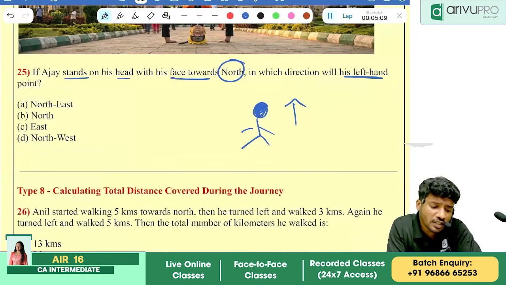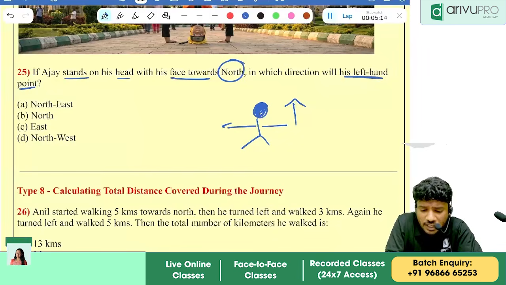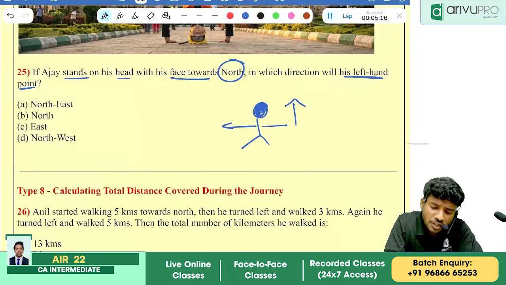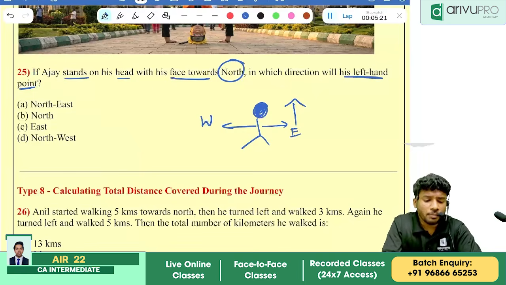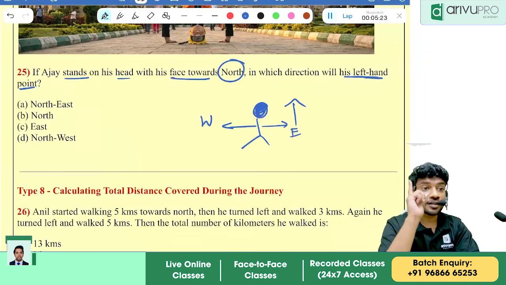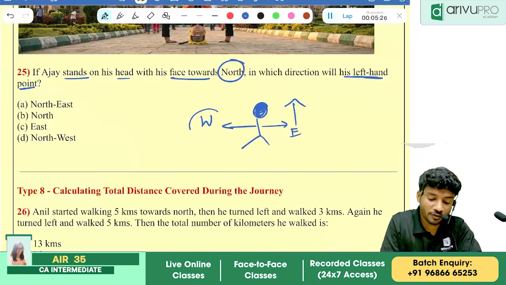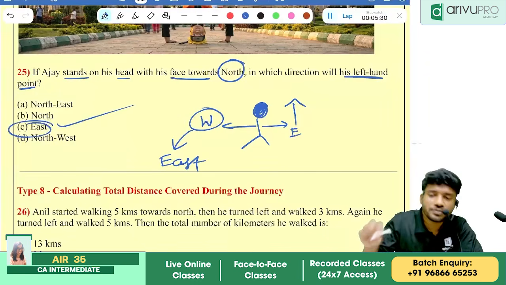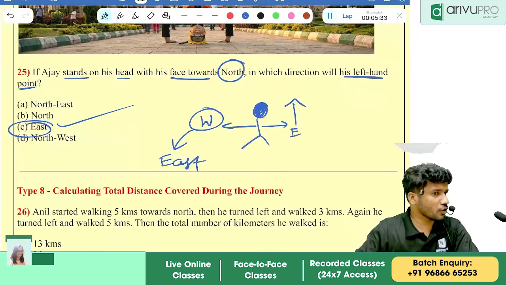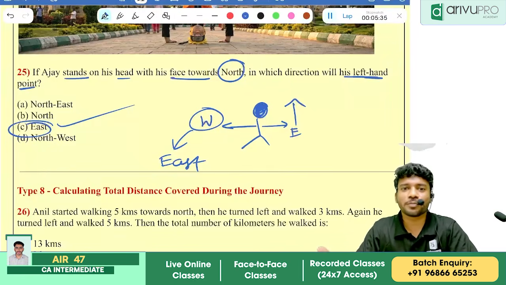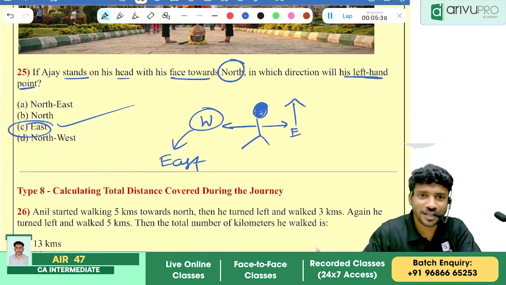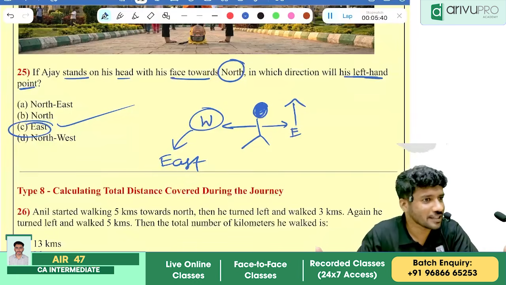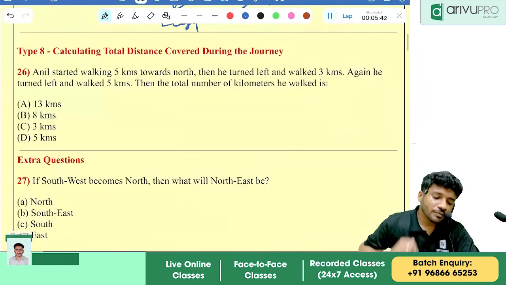In which direction will the left hand point? If he is normally standing, the left hand will be pointing towards west direction. Right hand will be pointing towards east direction. But is he normally standing? No, he is abnormally standing. So the answer will be the opposite of west, which is east. Answer is option C. Understood? Solve it normally and think that we are abnormal. Take the opposite, and you will get the answer. Done.